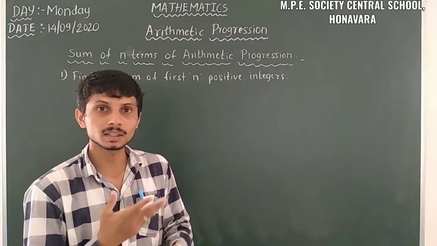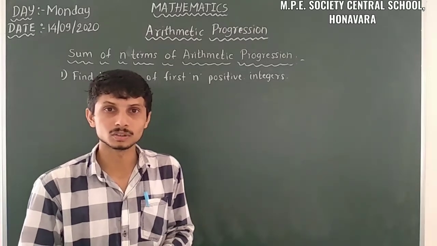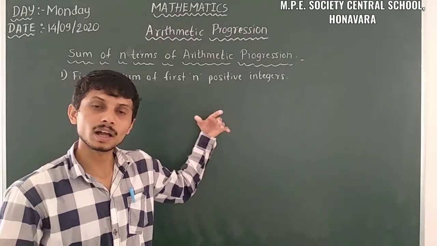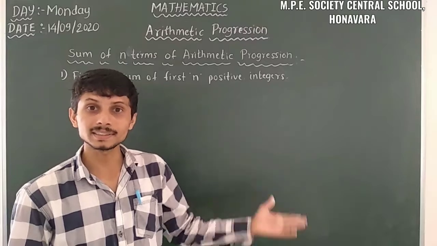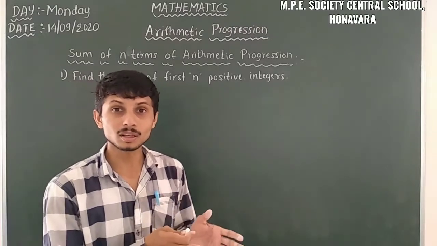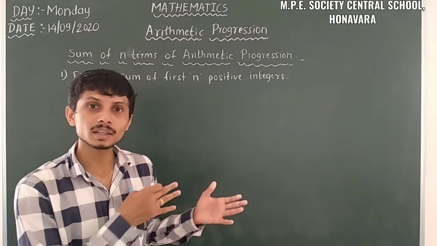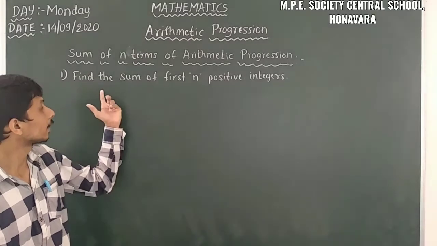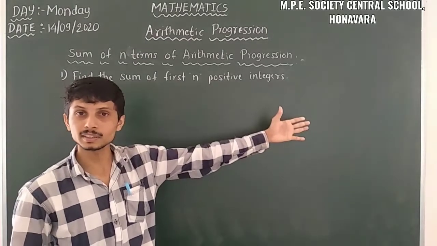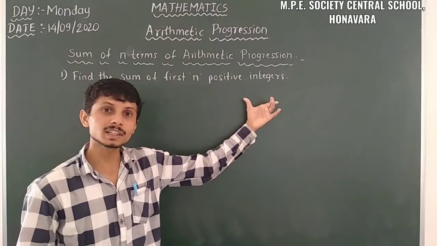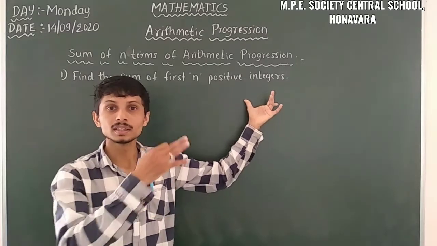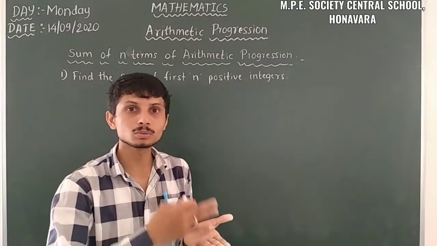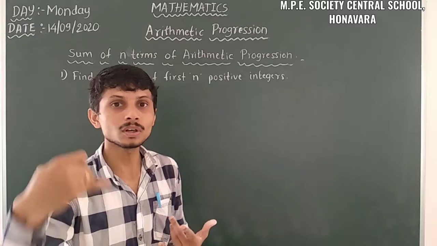So here there is no mention of the nth term, and that's why there is also no mention of the Sn term. So two terms are unknown here. That's why it becomes a formula for finding problems like these. That is, find the sum of the first n positive integers. It clearly mentions positive integers, that's why the numbers start from 1, 2, 3, 4 like that up to n.